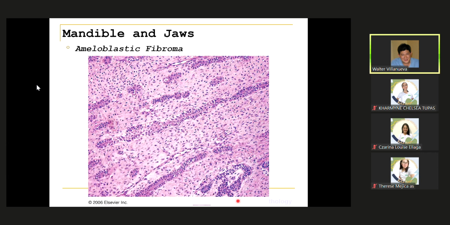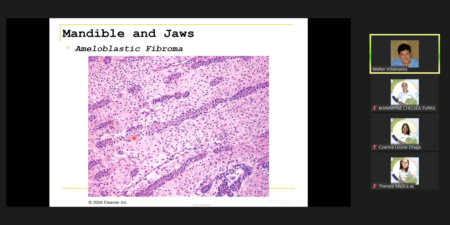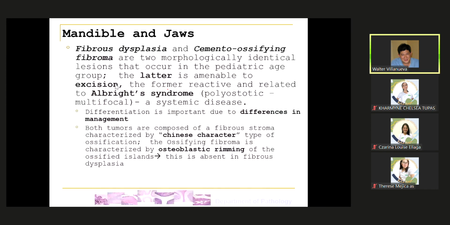Another difference is you don't see stellate reticulum in ameloblastic fibroma. You only see ameloblastic epithelium. It is embedded in thick connective tissue or fibrous stroma. Okay, so that is why it is an ameloblastic fibroma. It kind of reminds me of fibroadenoma of the breast.